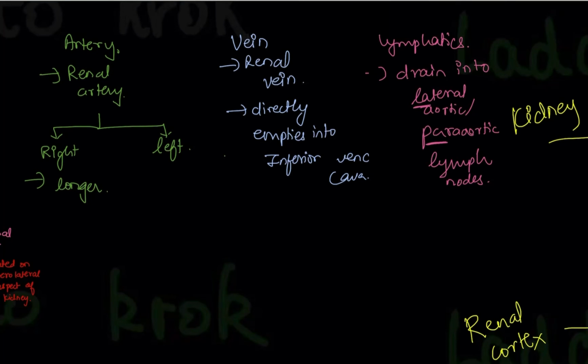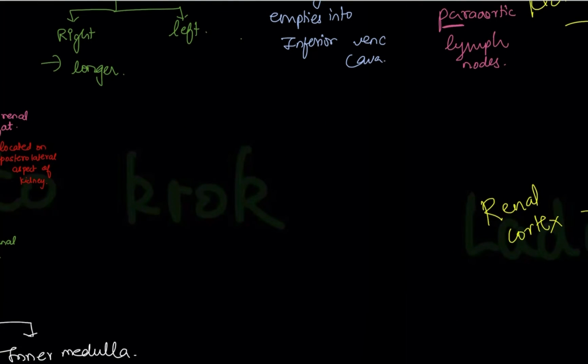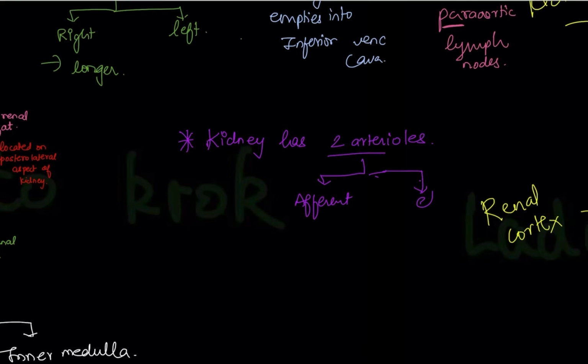And you should also remember one more thing, that the kidney has 2 arterioles. So write down the important point. Kidney has 2 arterioles. These 2 arterioles are the afferent arteriole and the efferent arteriole. Afferent brings the blood to the kidney. Efferent takes the blood from the kidney. So afferent brings blood to the kidney. Efferent takes blood from the kidney.